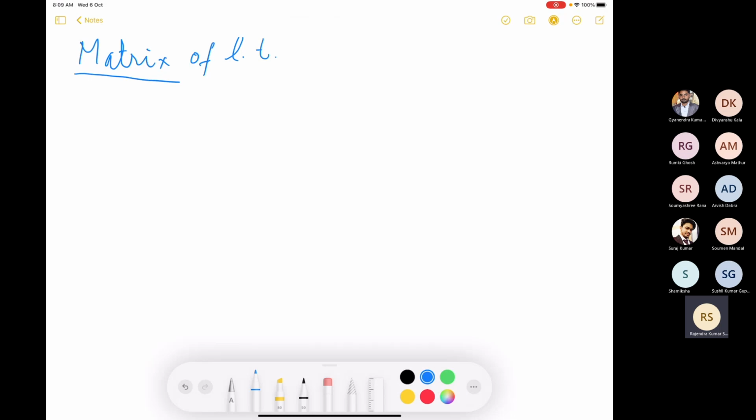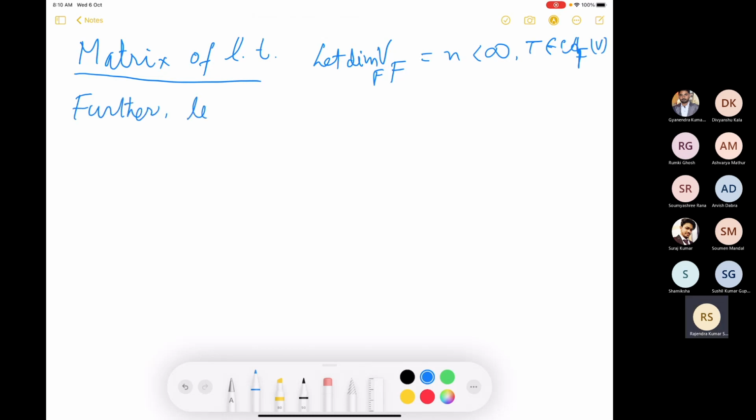So now let us take that V over F be a vector space of dimension n, finite, and T be a linear transformation on V. Then, suppose we have a basis, because the dimension is n. Further, let V1, V2, and say Vn be a basis for the vector space V over F.